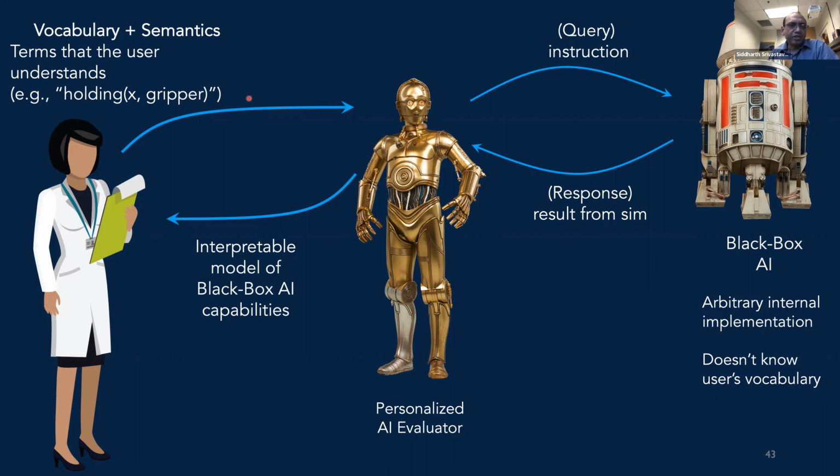Okay? So we are assuming that this guy in the middle over here, the personalized AI evaluator, does get some information about the user. And in our experiments, we just assume that basic English semantics hold. So for instance, we know that the user understands things like the object X is in the gripper of the robot and things like that. So that's the overall setup. Any questions on stuff so far?